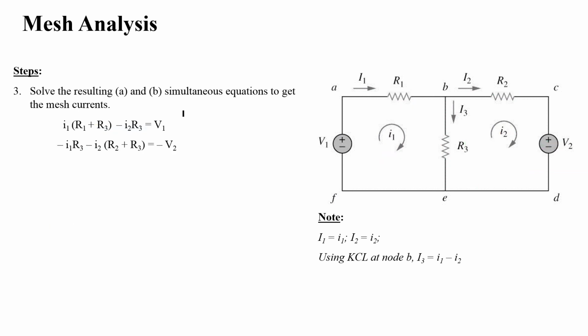Now you can solve these two equations simultaneously, using Cramer's rule, or using any method you have studied in calculus. You will find the values of small I1 and small I2. You will see that capital I1 is basically equal to small I1. Capital I2 is basically equal to small I2. Using KCL at point B, you will see that I3 is equal to I1 minus I2. So we have to find the values of I1, I2 and I3 using mesh analysis. We have to solve these equations to get these values.